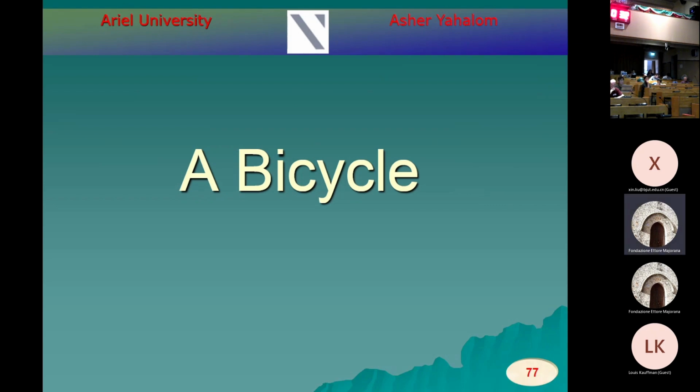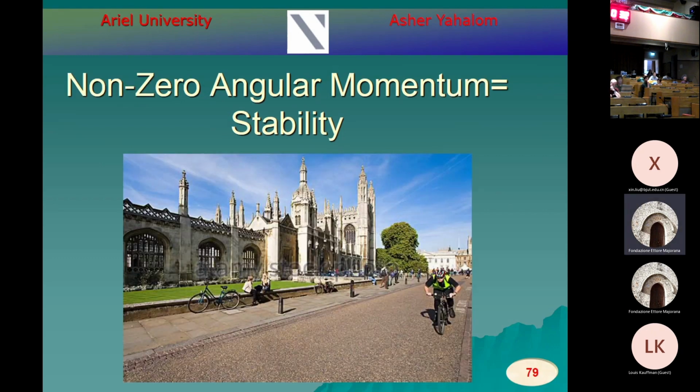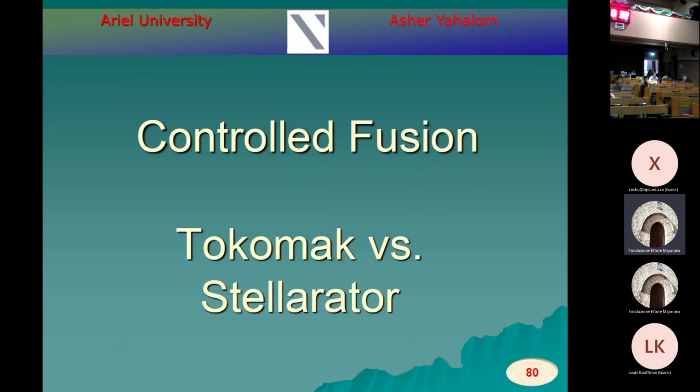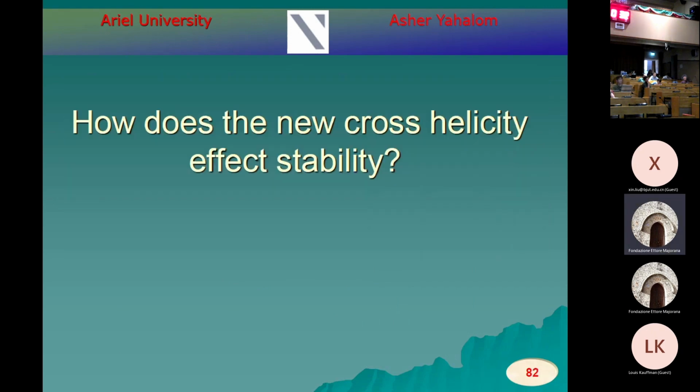Well, everybody rides bicycles from now and then, and you know that a bicycle, if you don't hold it, it will fall down, right? But once you go on the bicycle and turn the wheels, then it's stable and you don't fall and you can drive at your pleasure. So non-zero angular momentum is stability. What about other devices which have plasma in them? Tokamaks, stellarators. Can those affect stability?